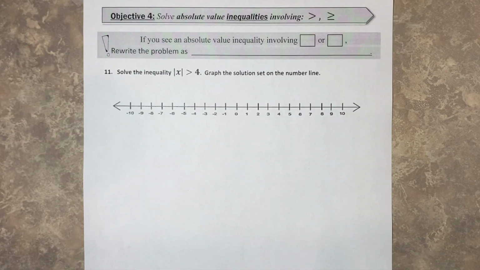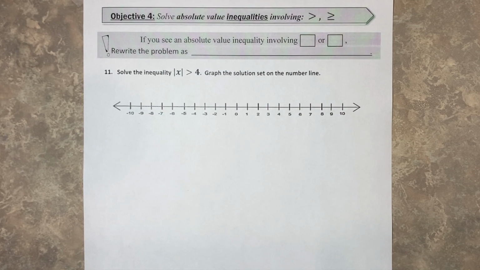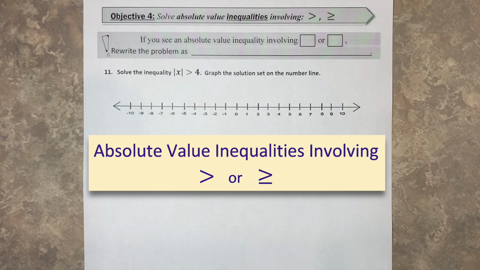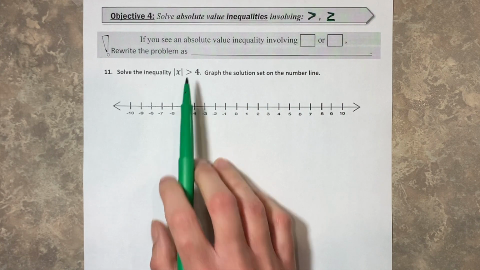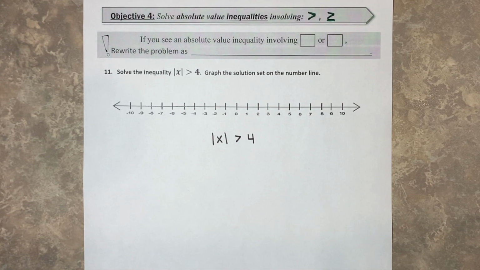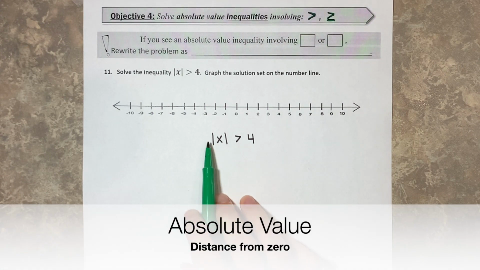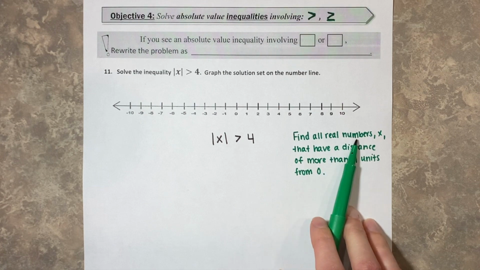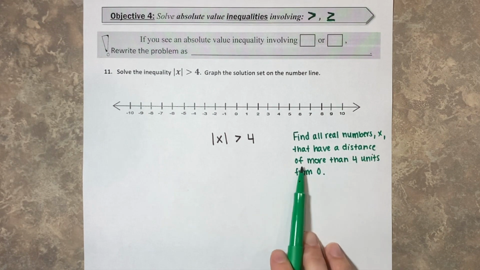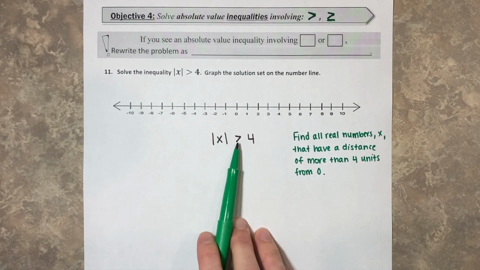Now, so far, we've only solved absolute value inequalities that involved less than or equal to symbols. We will end by discussing how to solve absolute value inequalities that involve greater than or equal to symbols. Let's start with a very simple example to help us explain the process. So we're asked to find when is the absolute value of x greater than 4. Remember, absolute value means distance from 0. So what's another way we could phrase this statement? We need to find all real numbers, x, that have a distance of more than 4 units from 0. The absolute value, or in other words, the distance from 0, must be more than 4.